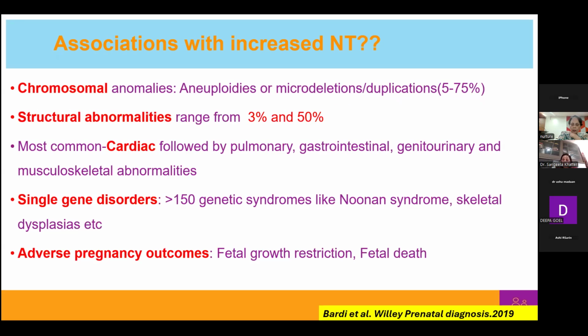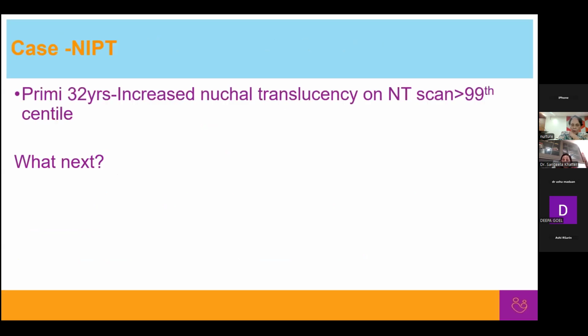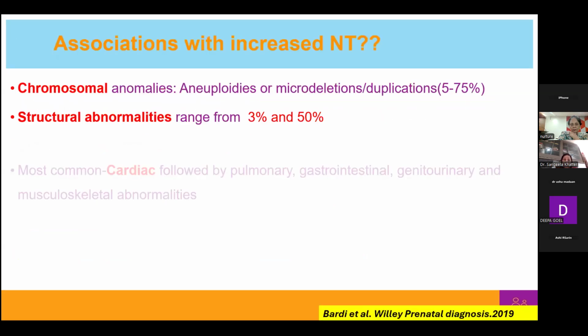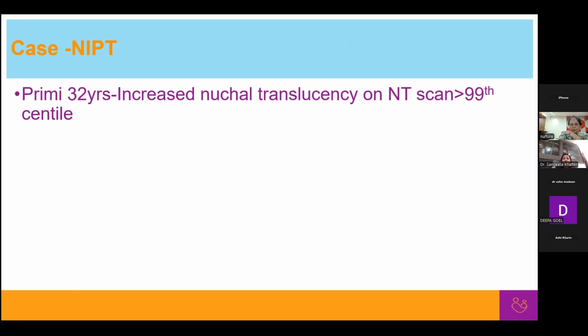Sangeeta, there is one answer to your question, that the dual test has to be done first. Okay, that is okay, no problem. The dual test also showed an increased risk for trisomy 21. The clinician did the NIPT for all chromosomes, and that was low risk. The patient continued with the pregnancy.